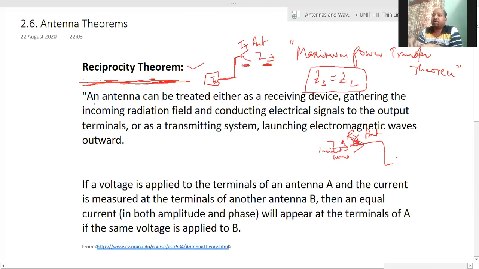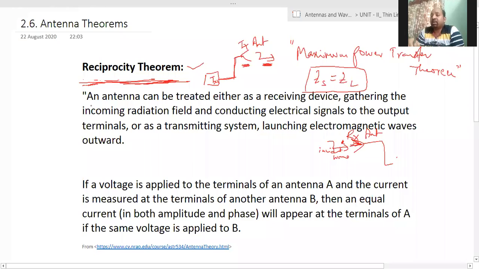So similarly, the reciprocity theorem. The reciprocity theorem is also one important theorem in antennas. What the reciprocity theorem says, I will give the definition with respect to antennas.